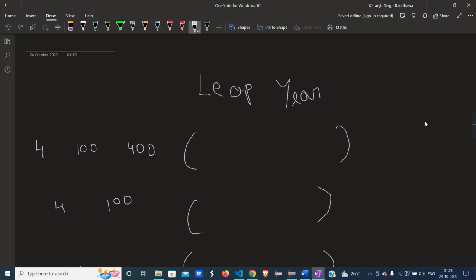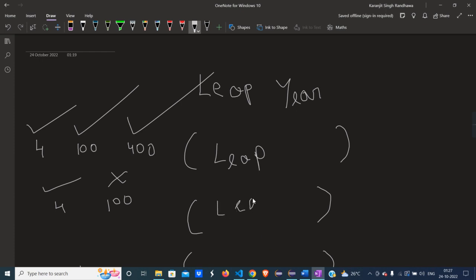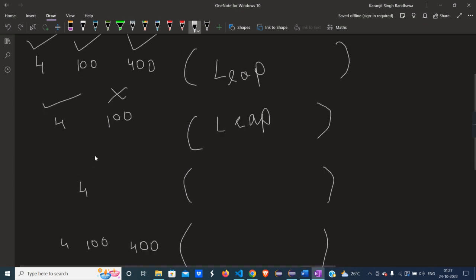In the first condition, we check if the year, that is the number entered by the user, is divisible by 4, divisible by 100, and divisible by 400, then it is a leap year. In the second condition, we check if it is divisible by 4 and not divisible by 100, then it is still a leap year. In the third condition, we check if it is not divisible by 4 at all, then it is not a leap year.